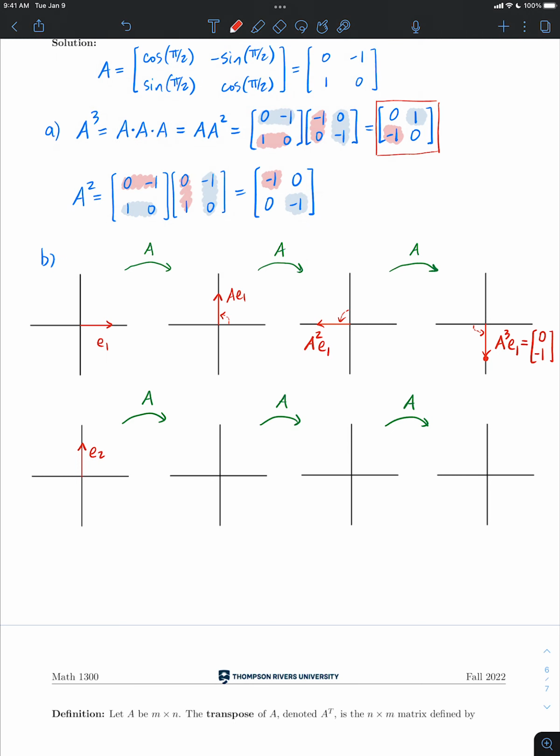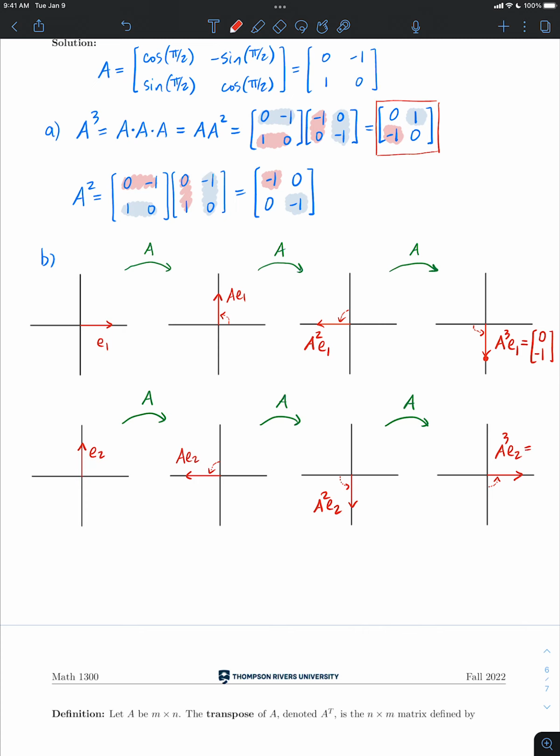So what happens if we rotate the vector E2 by pi over 2 in the counterclockwise direction? That will bring us down here. Right, so this will be A E2. And then if we do it again, that's going to bring us down here, pointing directly down. This is going to be A squared E2. And then if we do it one more time, that's going to bring us over here. And now this is our A cubed E2.